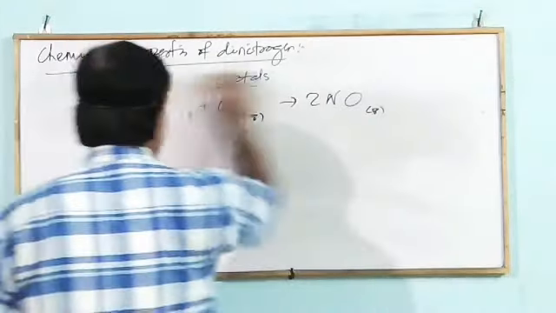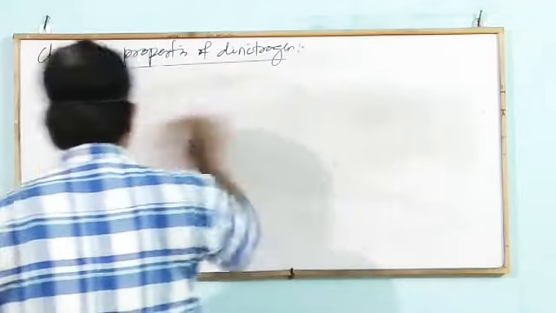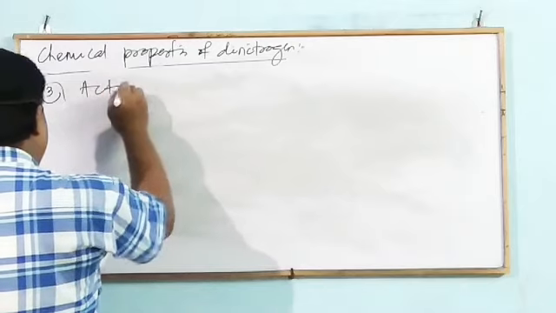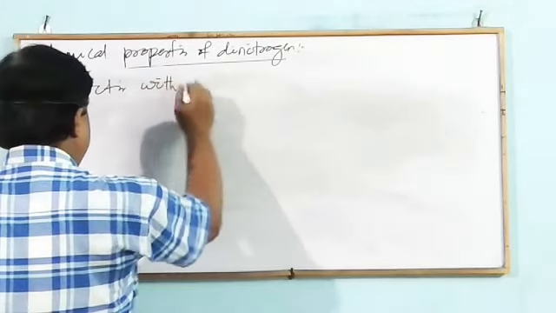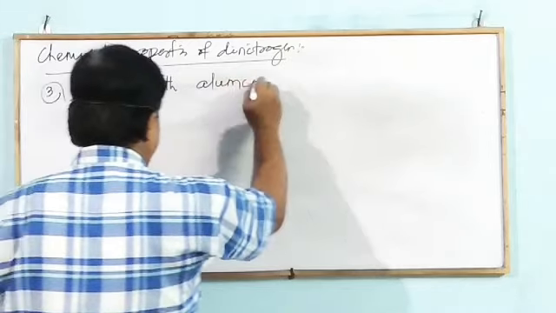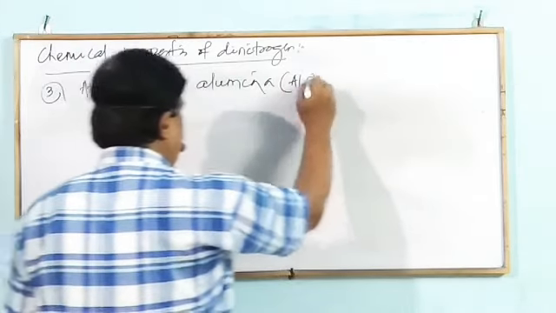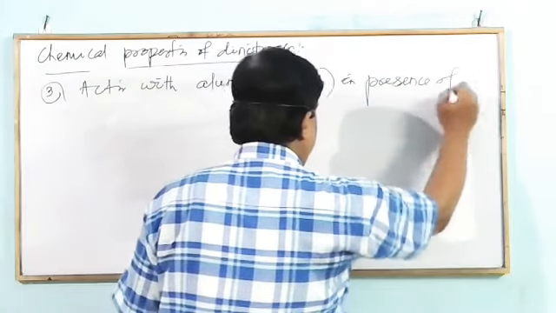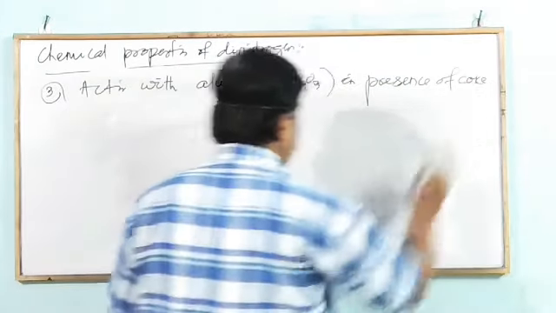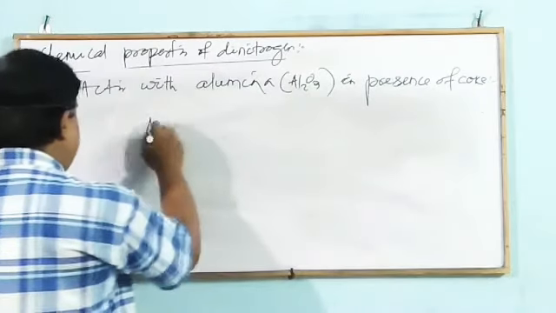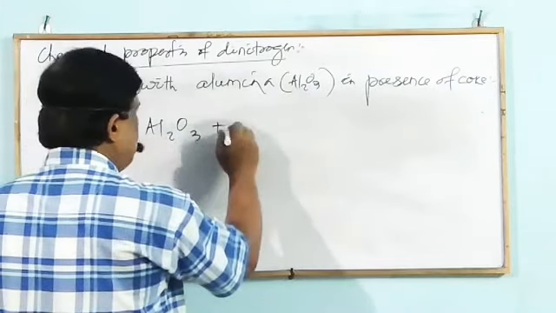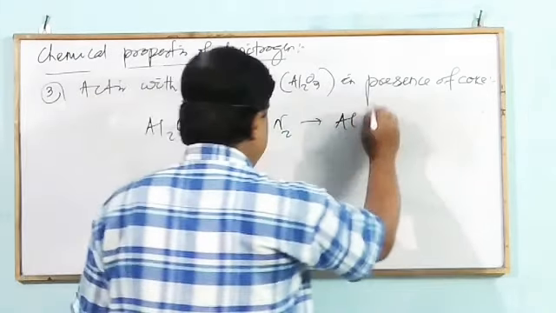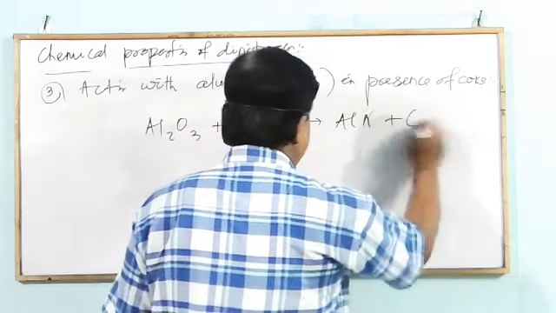Third chemical property, reaction with alumina, Al2O3, in the presence of coke, which means carbon. Mark that. Al2O3 plus C plus N2 give rise to aluminum nitride, AlN, and CO.